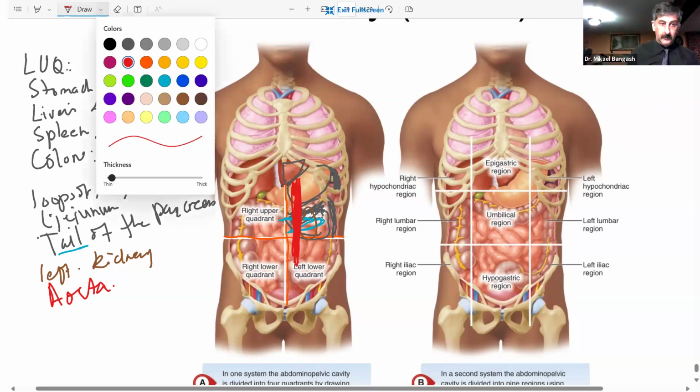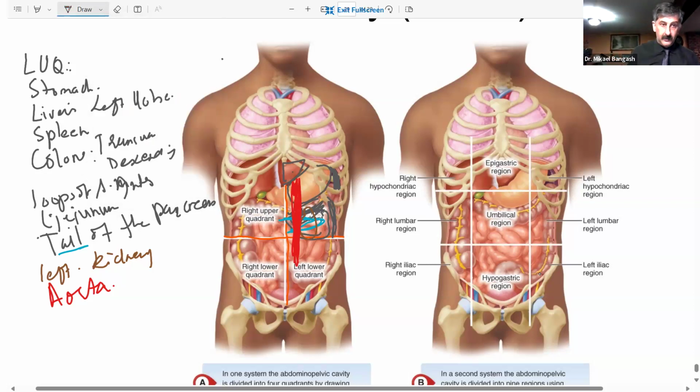Now, if you go to the stomach, for instance, it's mainly going to be what we can call the body of the stomach, right? Okay, so that's the stomach, or the stomach's body. Any questions? Any questions, guys?